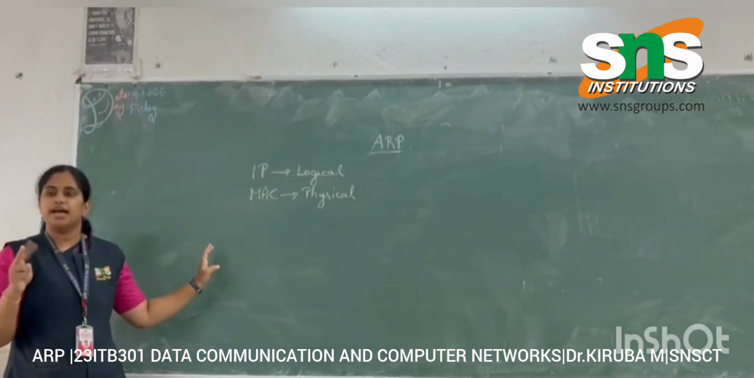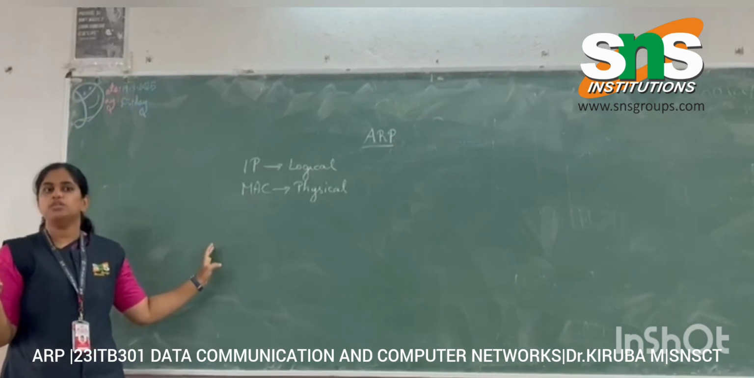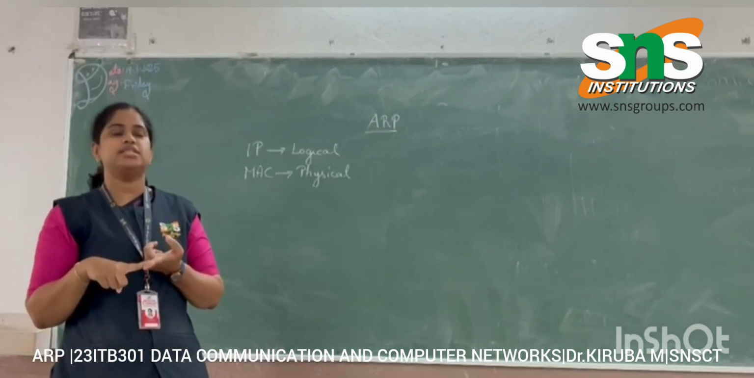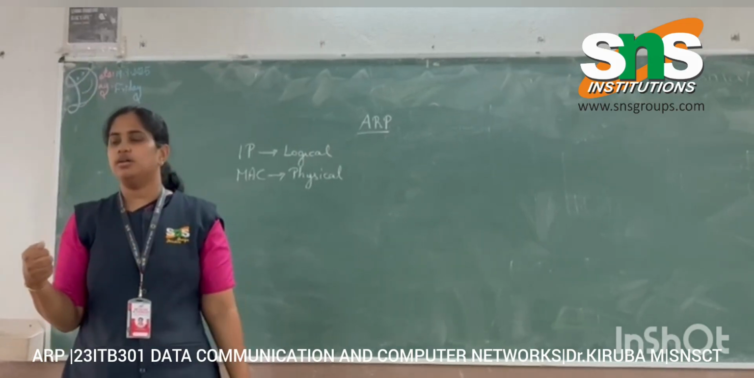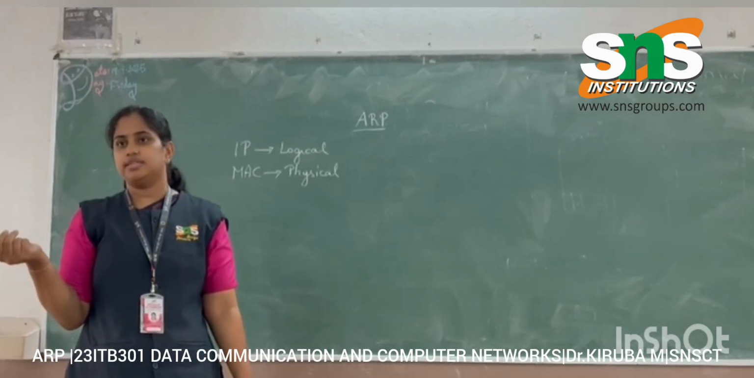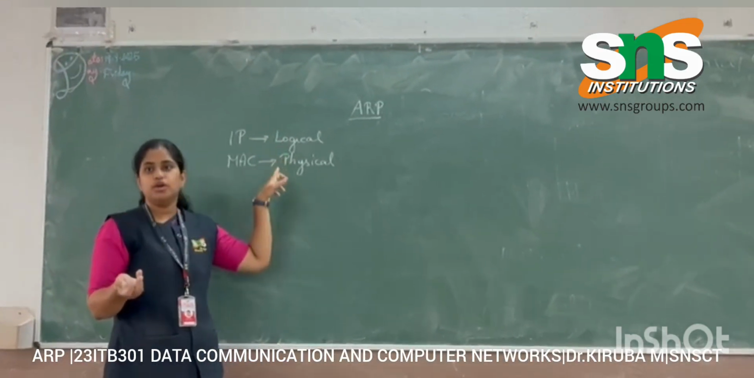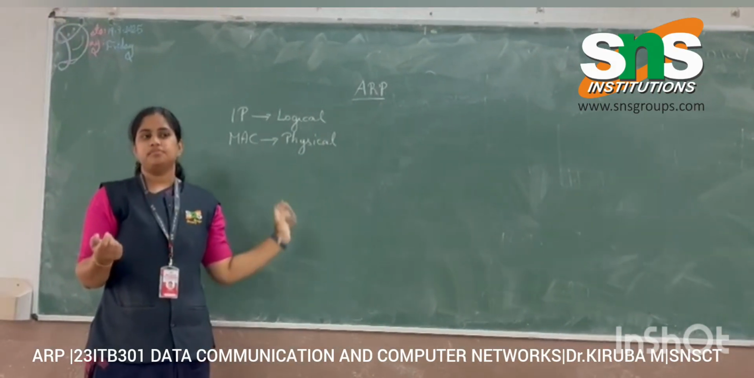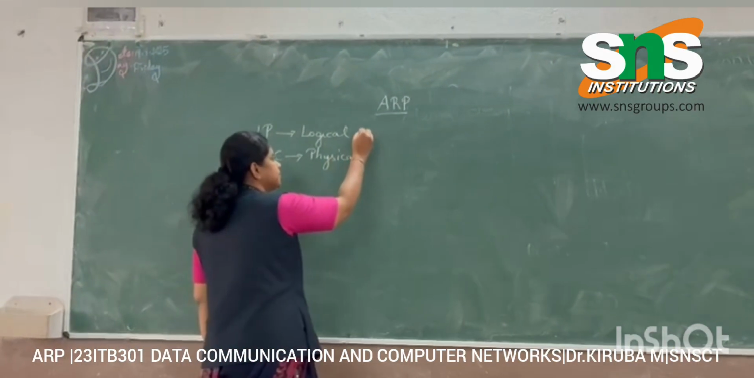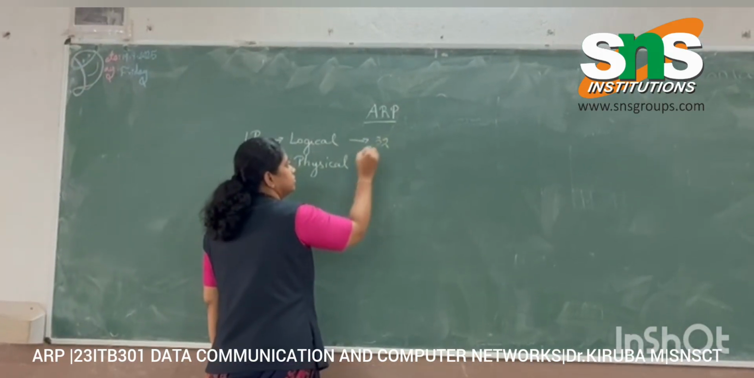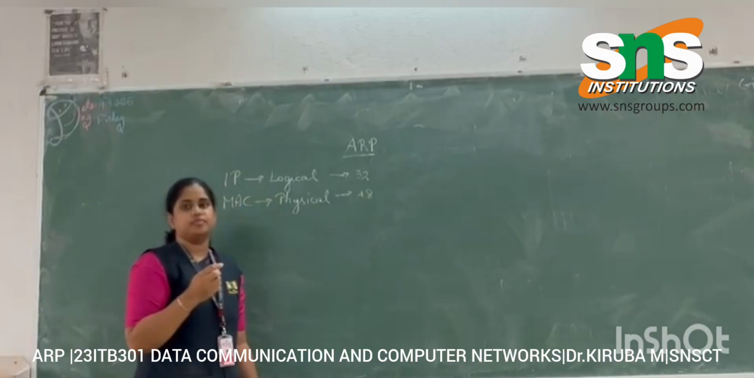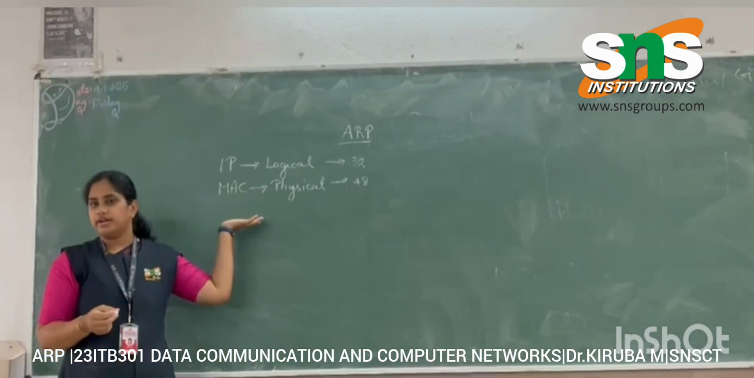Okay, so any host or interconnected device will have two addresses. One is the IP address, also called the logical address, and another one is your MAC address, which is your physical address. How many bits is this? It's 32. And what about this? 48. Okay, so there are two types of address.